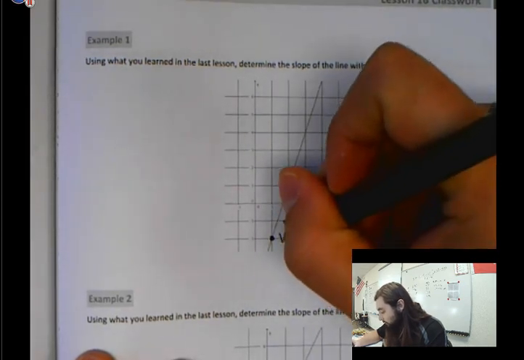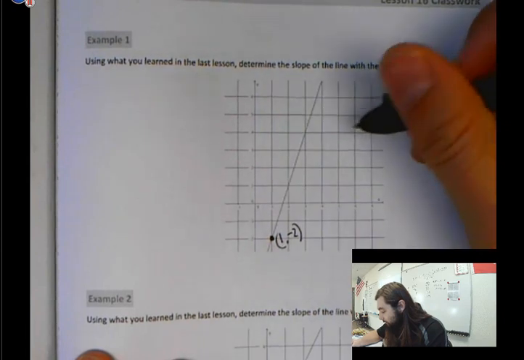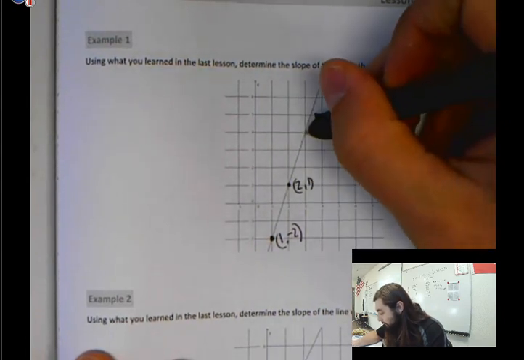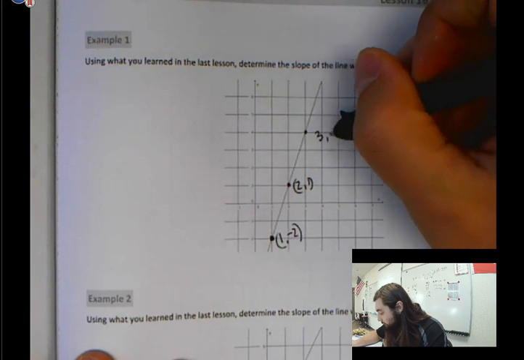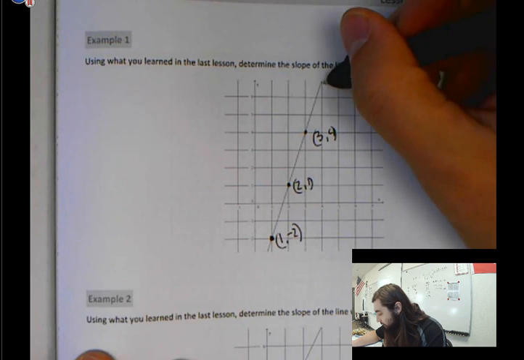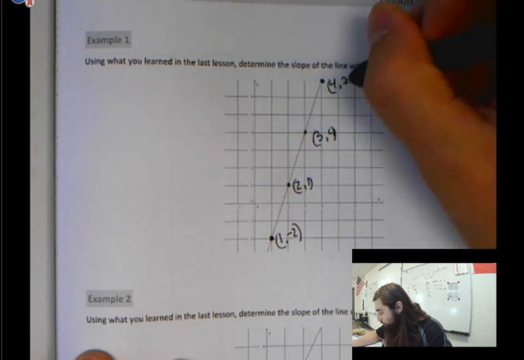Okay, we are at 1, -2. We are at 2, 1. We're at 3, 4. And we're at, well, actually, technically we would be up there at, what was that, 4, 7.